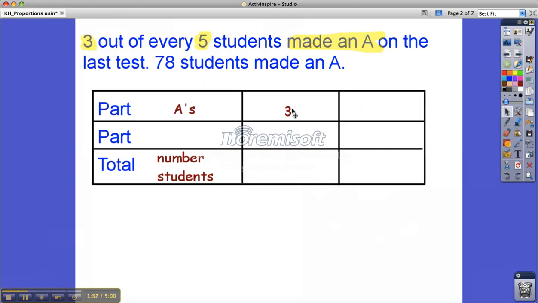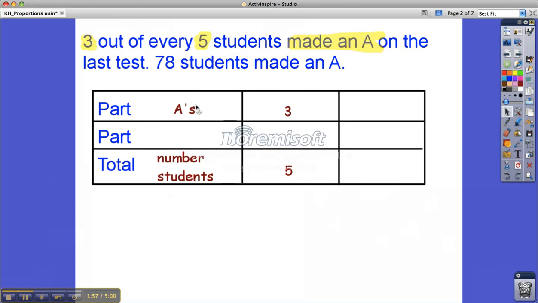We're going to fill that in there. How many total students were there? Well, it's 3 out of every 5, so altogether there should be 5 students. Now this could have been written differently. Instead, it could have said 3 students make an A for every 5 students that do not make an A. That would have been different. This is just 3 out of every 5.